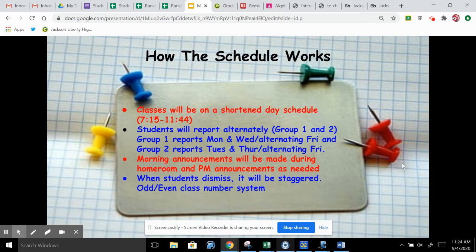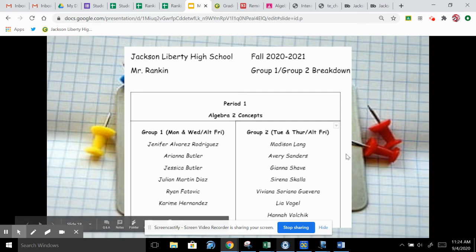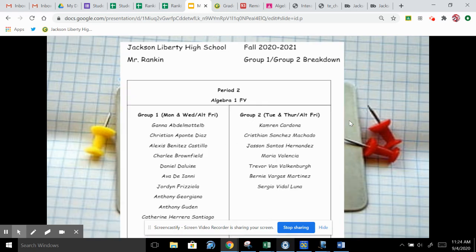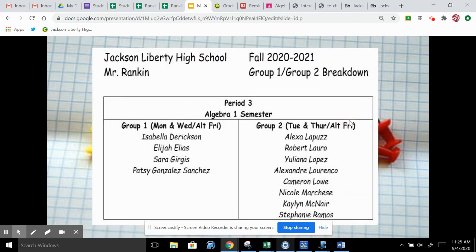Okay, the groups were split up alphabetically, guys. So, the groups aren't exactly even. So I think I have a class of 19 or 18 in period 2, and I think it's split up 11 and 7. That's just how the numbers worked out. Then your announcements are going to be made during the morning, and at the end of the day, when you dismiss from your period 4 class, it's going to be staggered, odd, even classes are going to dismiss.